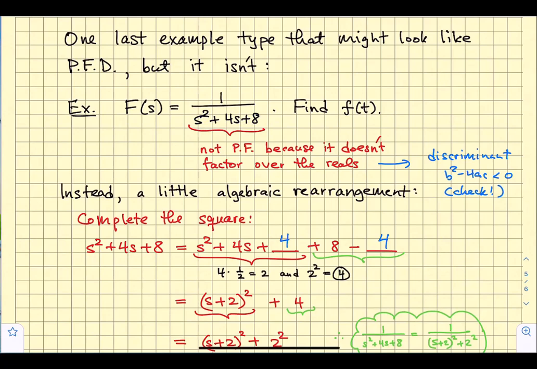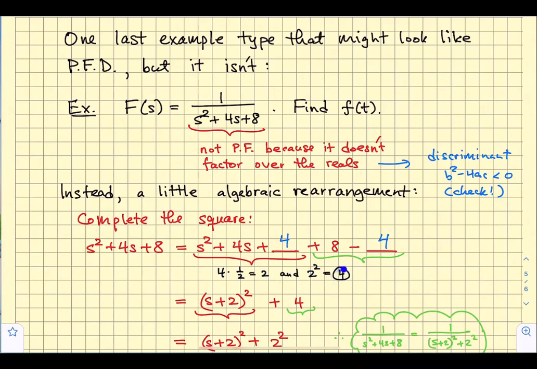You need to complete the square. You can think about this different ways. The way that I think about it is I want to rewrite this as s squared plus 4s plus whatever the magic number is that completes the square, plus my 8. When you have a leading coefficient of 1, the way you complete the square is you take the coefficient of this term, you half it, and you square the result.